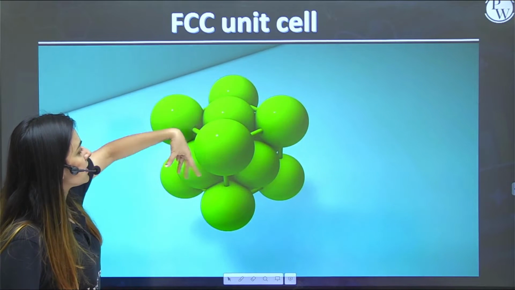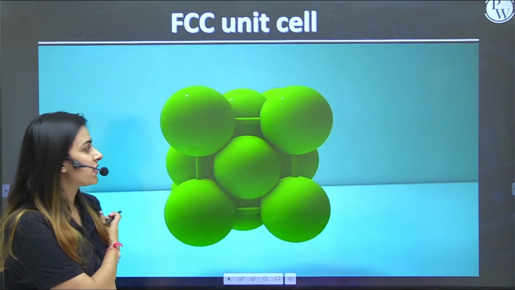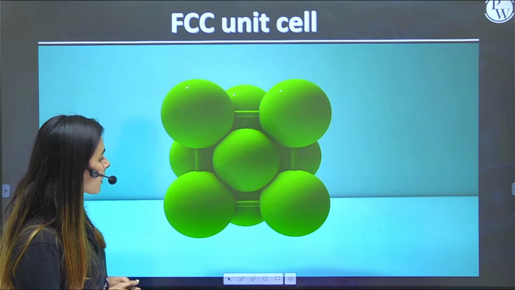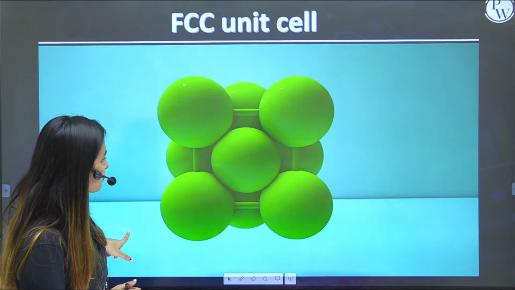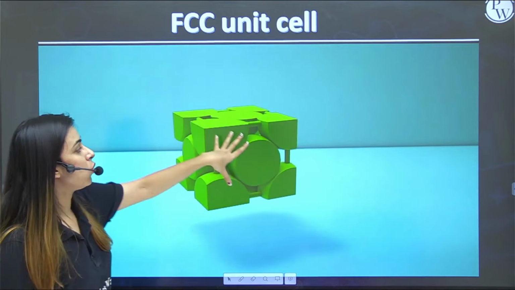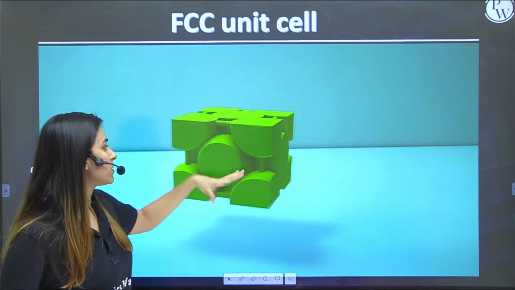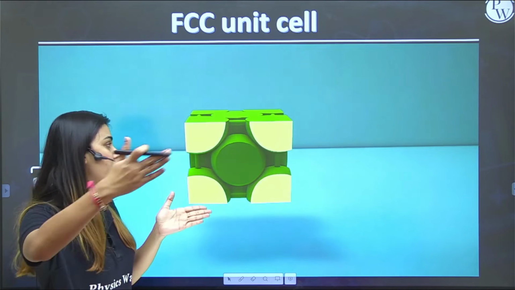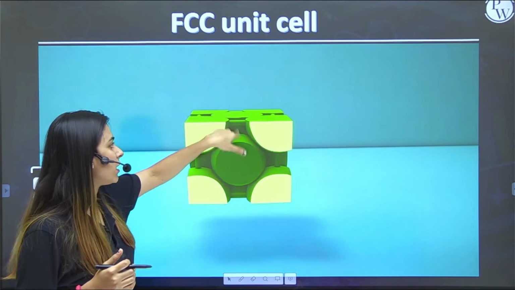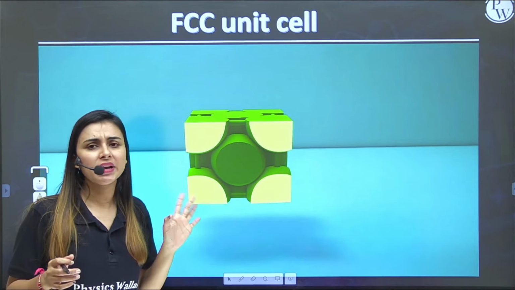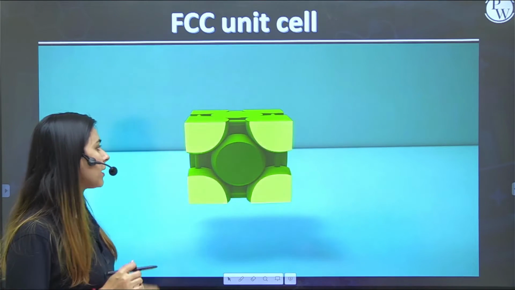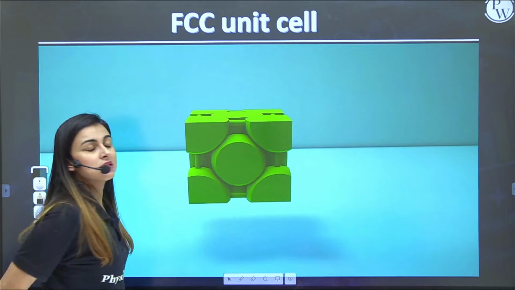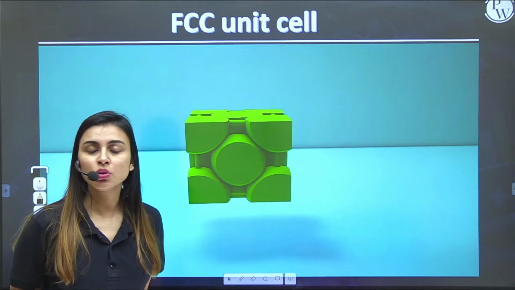Yes, this is how your FCC looks. Now it will just cut it off. This is how your actual FCC unit cell looks, because only half of the face is present in this unit cell, and along the corners it is exactly 1/8 of the atom present, right? So this is how you can see the diagonal here. This is how an FCC looks.